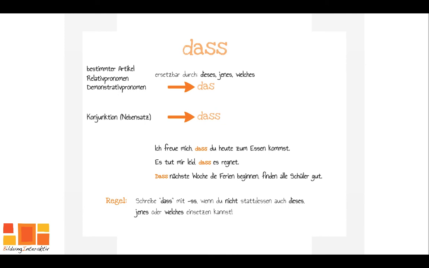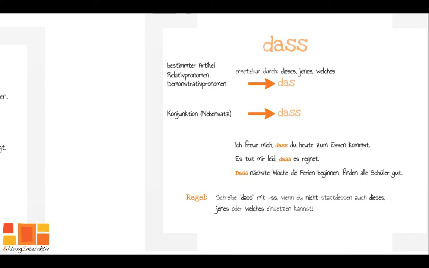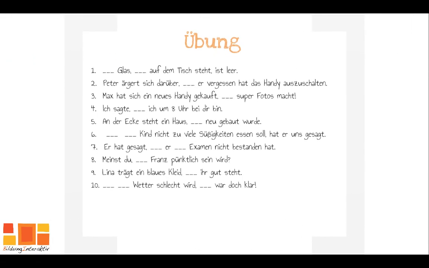Now let's just have a short exercise that I prepared. So 10 sentences. I suggest that you stop the video now, go through the sentences, just write down the words das or dass with double S that have to go in the gaps, and when you've finished, just continue with the video and you'll see whether you did everything correctly.